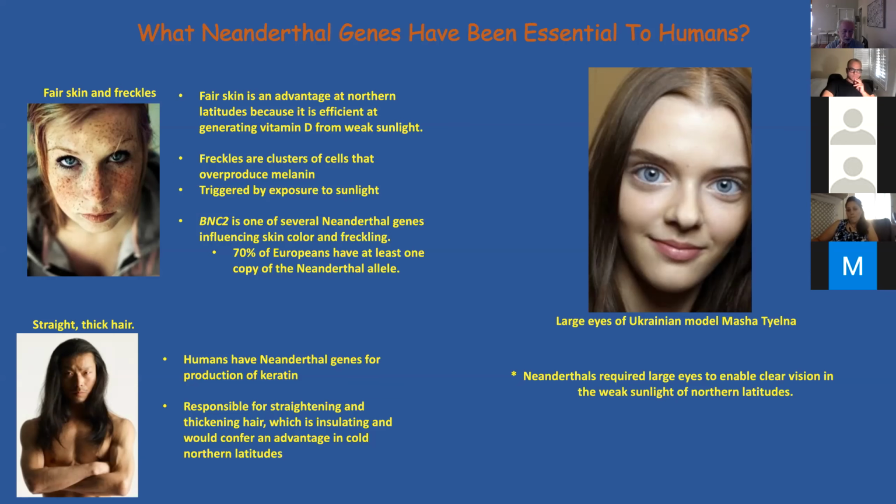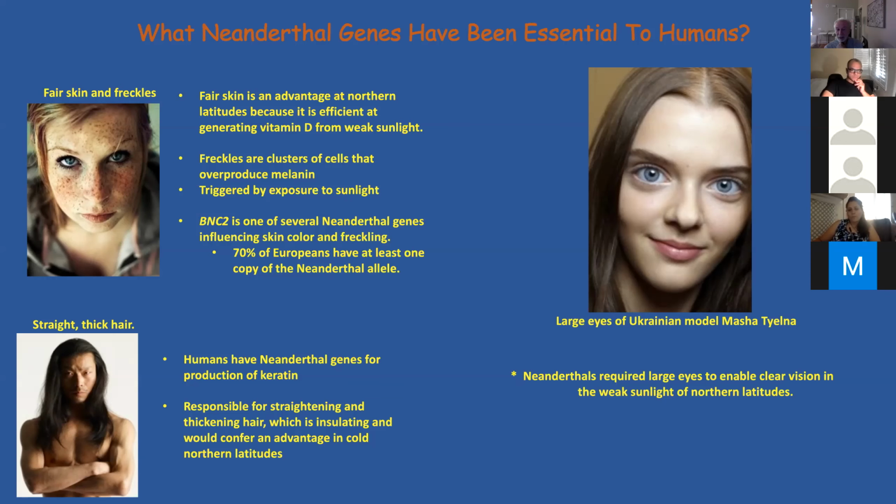Hair. Africans, they came out of Africa, had bushy, kinky hair. Most Europeans now have straight and thicker hair. Humans have Neanderthal genes for production of keratin, which results in the straightening and thickening of hair, which is insulating and would have conferred an advantage in the cold northern climates.